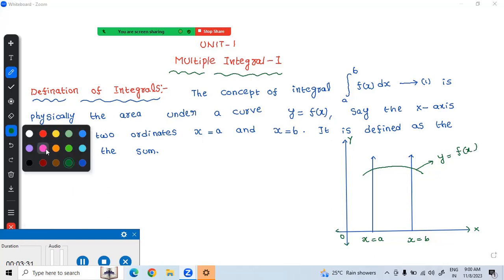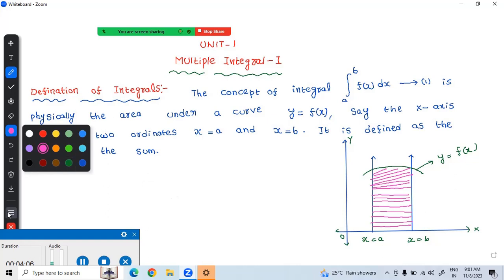Okay, this part is considered the area. This is the meaning.